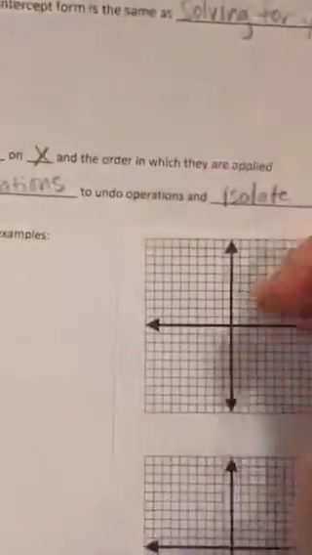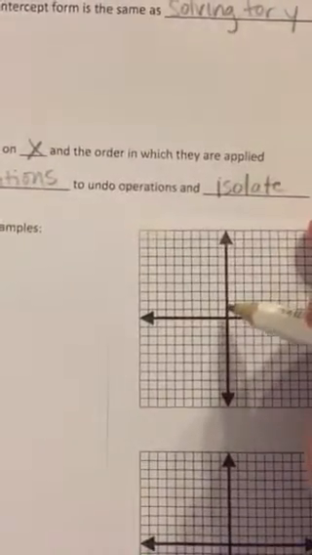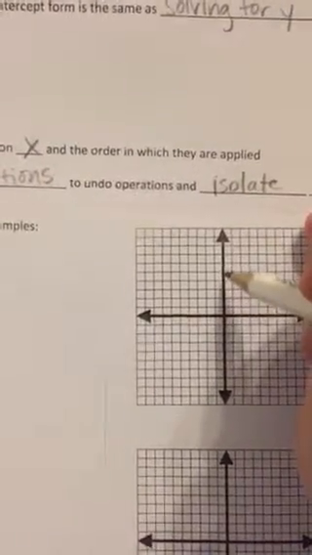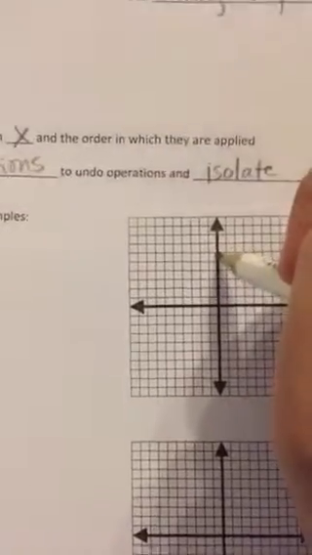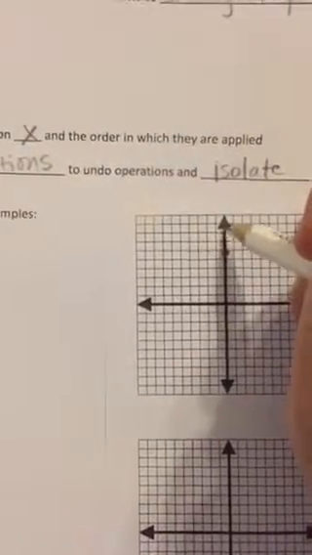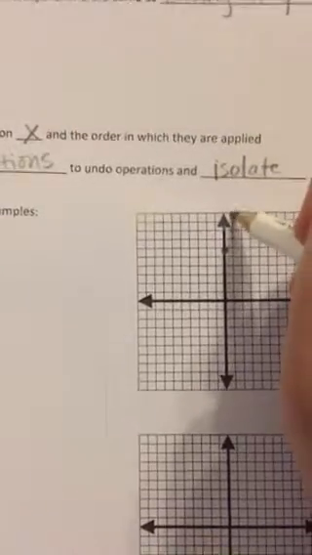So the y-intercept is at 6. So I go up 1, 2, 3, 4, 5, 6 and put a dot. And then my slope is negative 4, so I'm going to go down 4 over 1. 1, 2, 3, 4, 1, and that would go here.